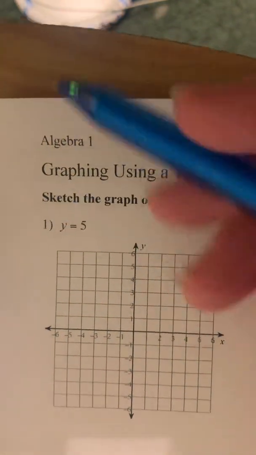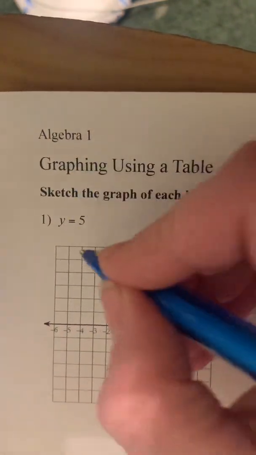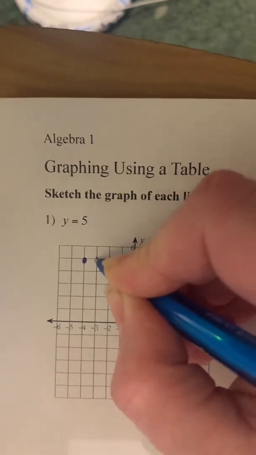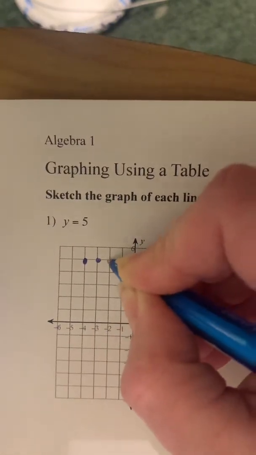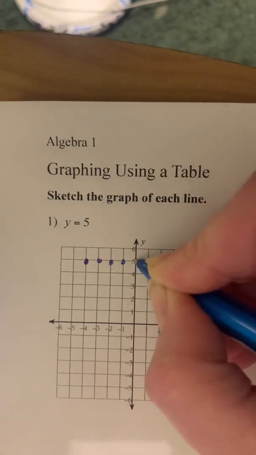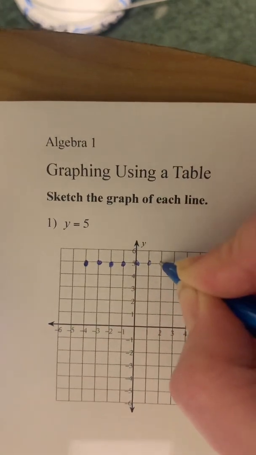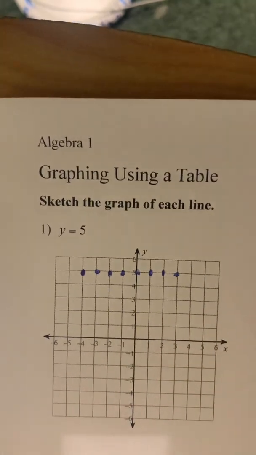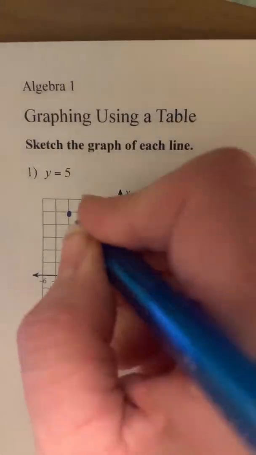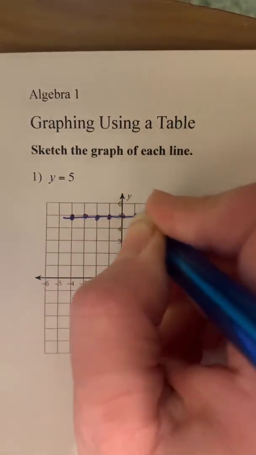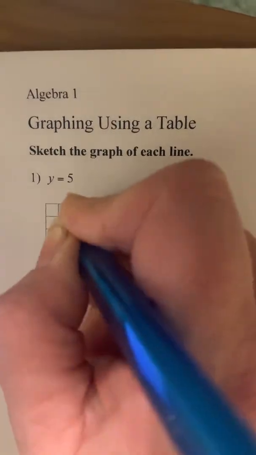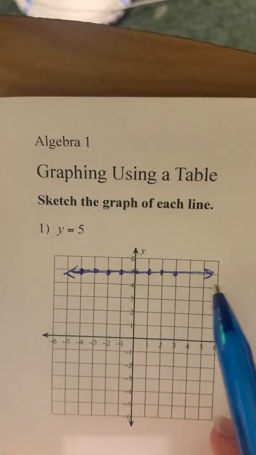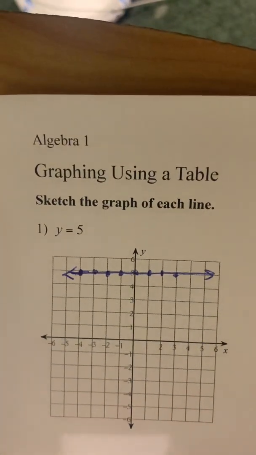Well, if I plot -4, 5, -3, 5, -2, 5, -1, 5, we can see that they are all lining up. And we could keep on going. This is more than we already need. So we can draw our line. Again, it's a straight line. It's going to have arrows on the ends. Rulers help. Okay.